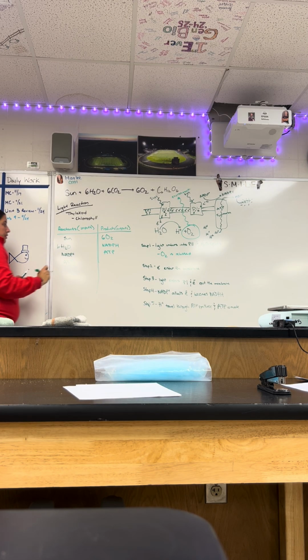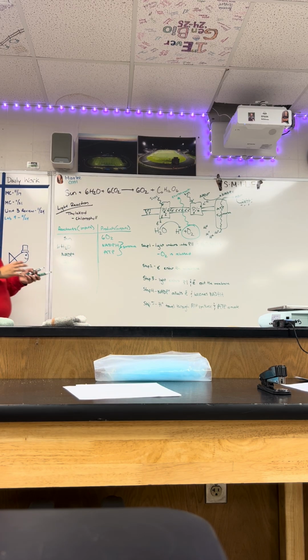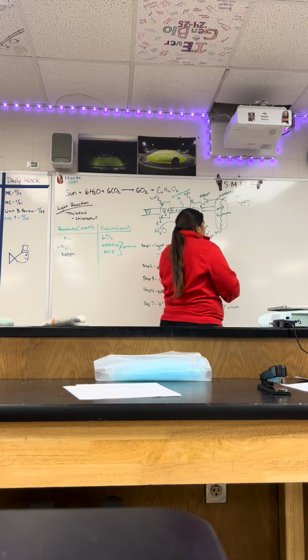And these two things right here are about to go to the stroma. Remember, the light dependent depends on the sun, and the independent depends on the dependent. So we need to make the energy in the top half for the bottom half. So let's travel to the dark side.